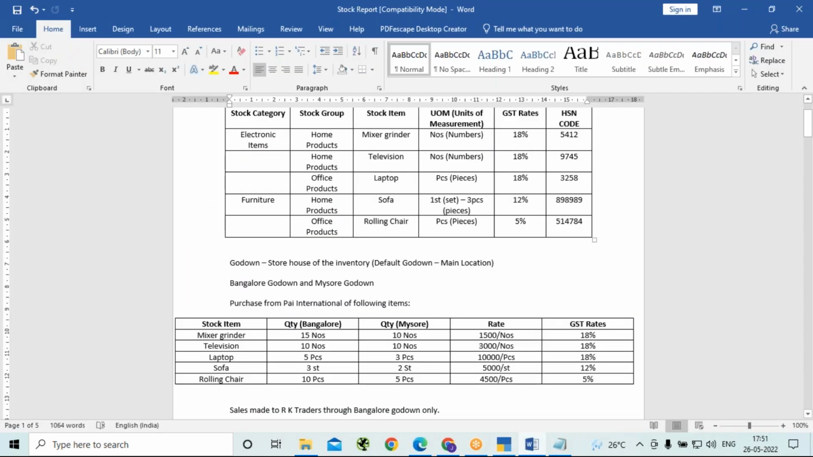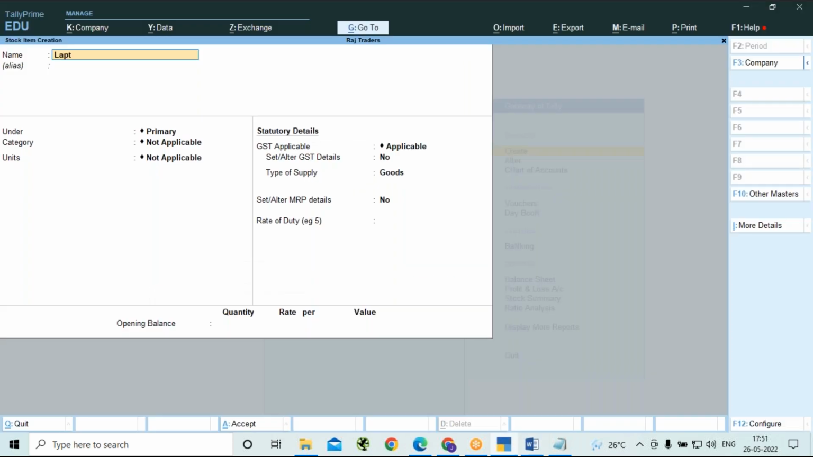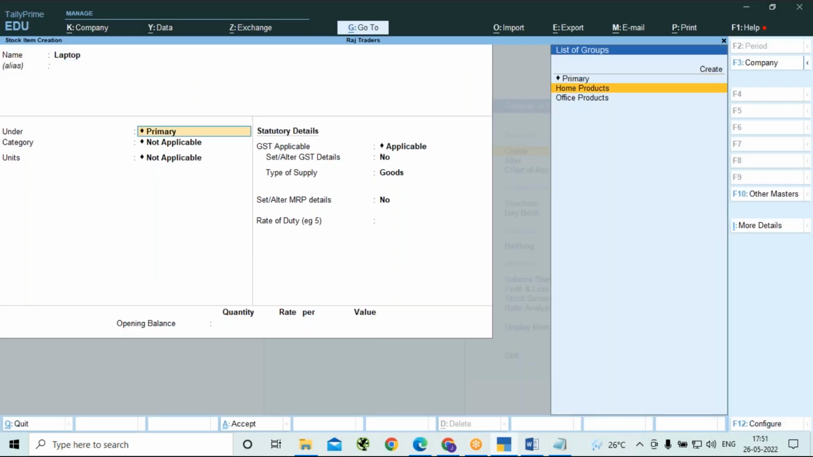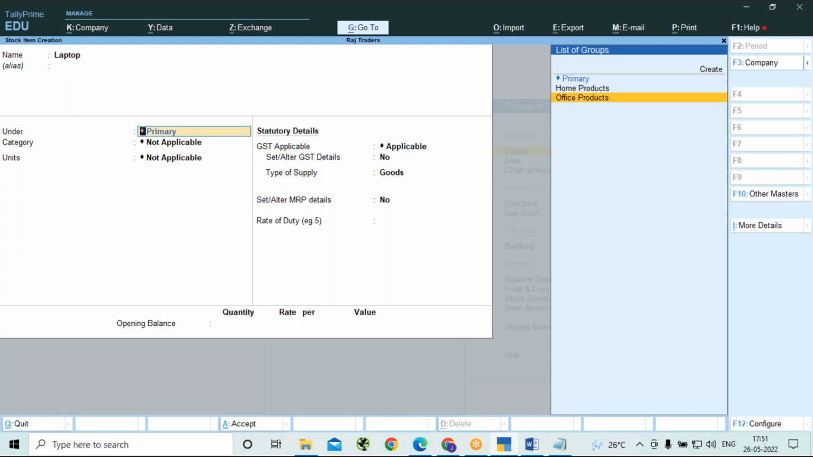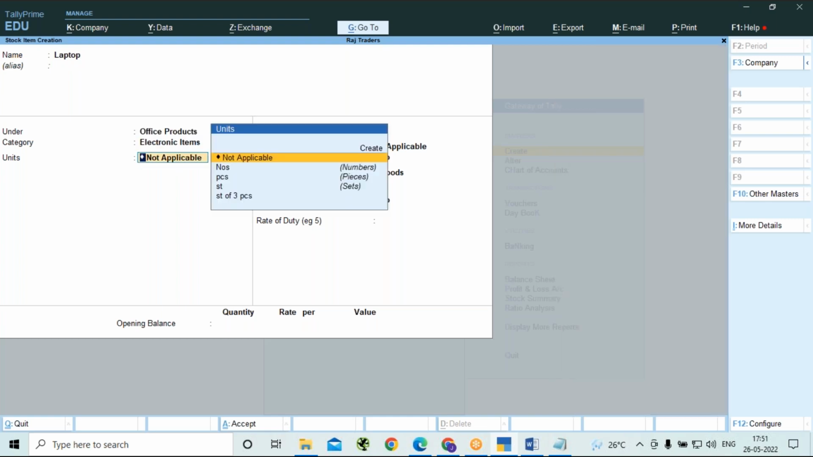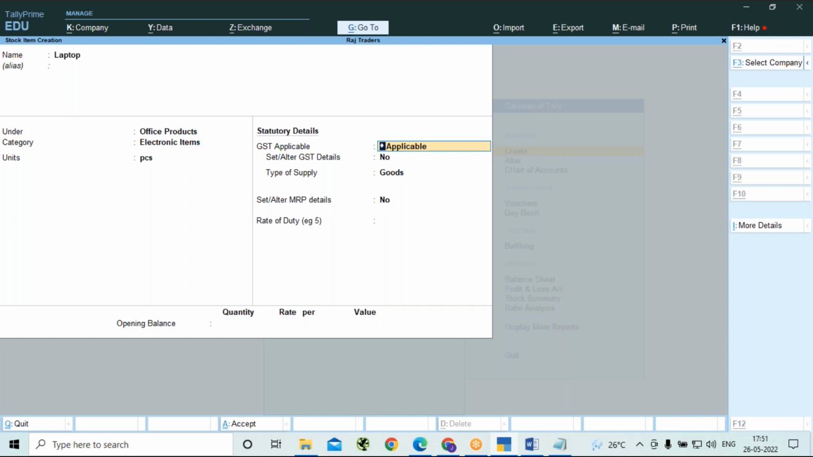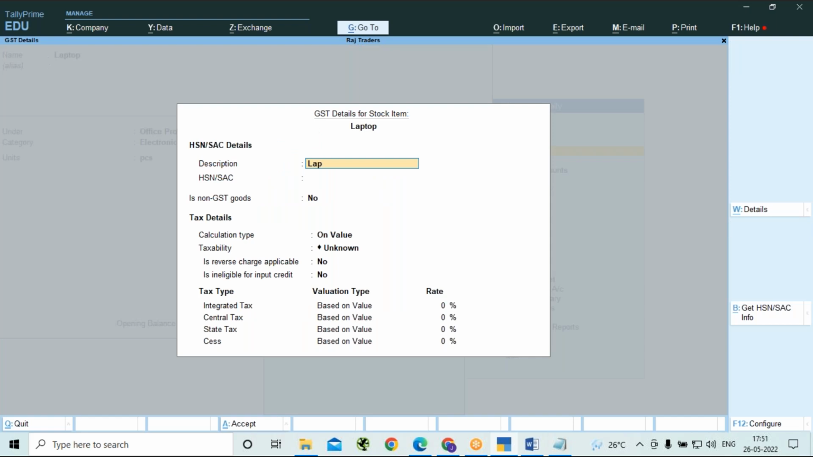Next item is going to be laptop. It is also office products, electronic items. It is pieces, I think. Yes, it's pieces. And this is also on value, taxable, 18%.